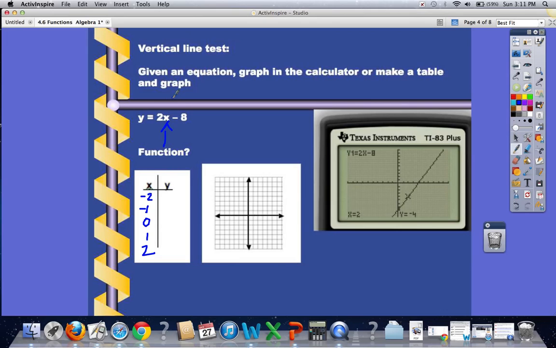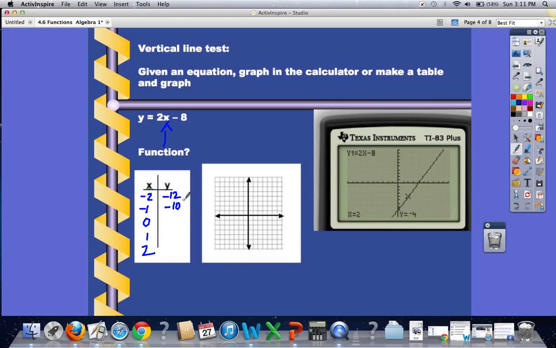Okay, now if I do 2 times a -2, I get -4. -4 minus 8 is going to be a -12. If you get confused with these negatives and things, put it in your calculator and use parentheses where you plug in for your X. All right, so now this one is going to be 2, and 2 times -1 is -2. -2 minus 8 is -10.